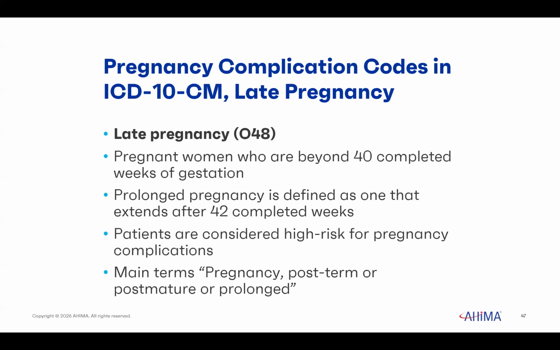Late pregnancy falls into code category O48. These are pregnant women who are beyond 40 weeks of gestation. This is a prolonged pregnancy, right? And this is considered high risk. The main terms, which is something I would recommend people go back and review, would be pregnancy, post-term, or post-mature, or prolonged.